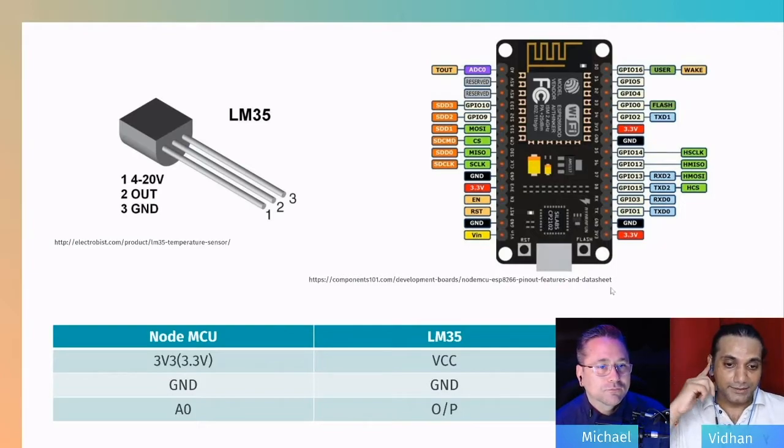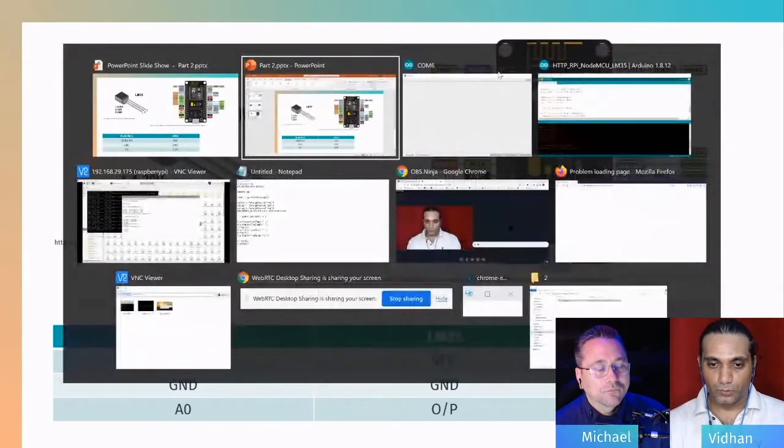And this sensor is an analog sensor. That means that its value varies with time, right? It could be anything. Okay, so we are going to connect this pin number 2, which is the middle pin, to A0, which is basically your analog pin of this Node MCU, right? This top left pin on Node MCU. Okay, let's get back to the code.